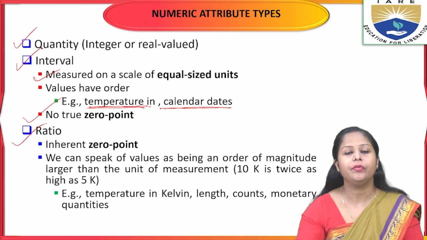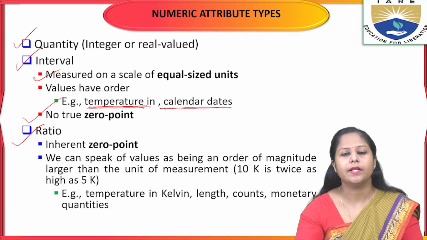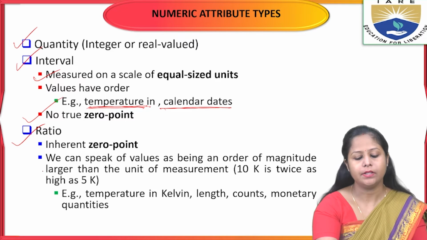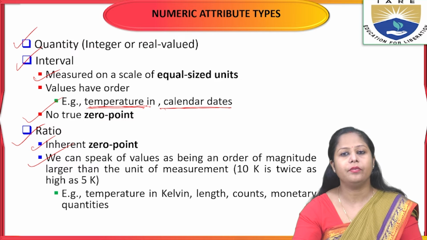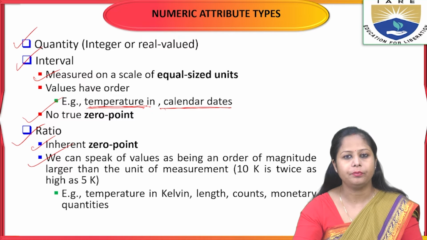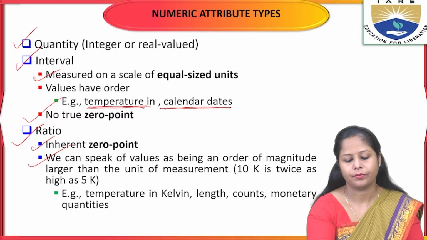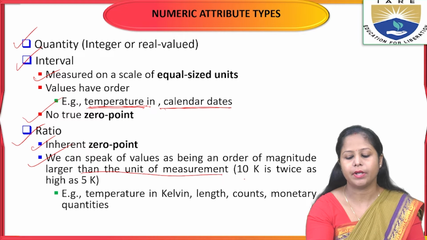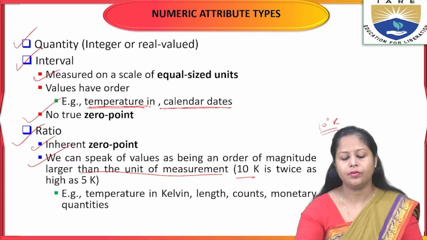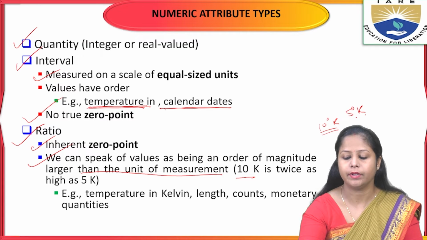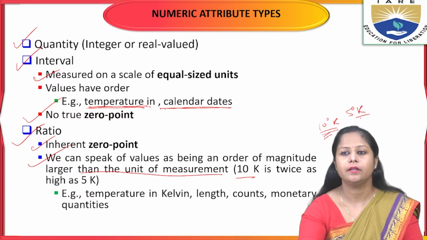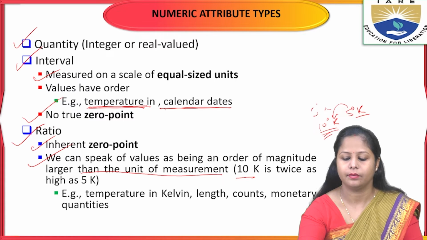What is the ratio type of numeric attribute? It has an inherent zero point. So we can speak of a value as being a multiple of the unit of measurement. That is, 10 Kelvin is twice 5 Kelvin. 10 is double of 5 Kelvin.